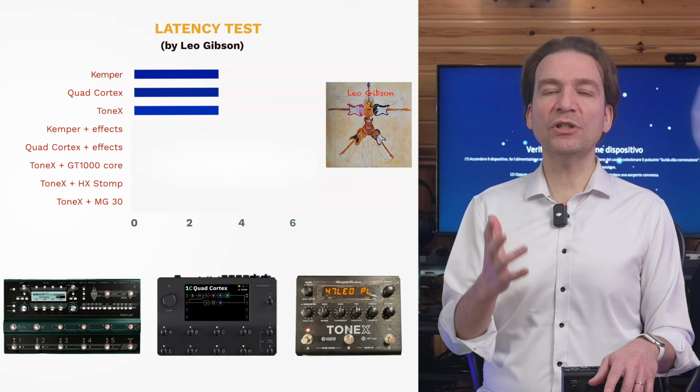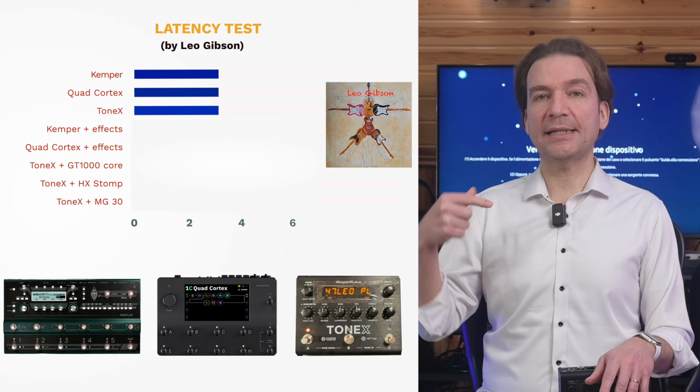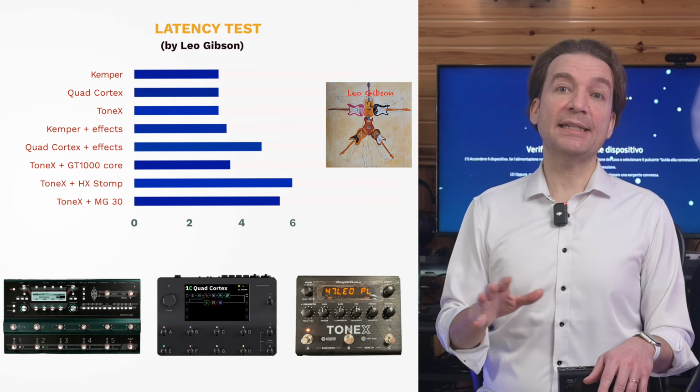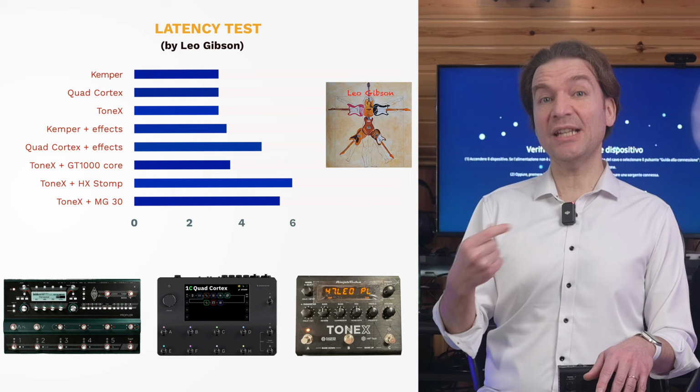If we add an overdrive, an amp, a cab, a delay and a reverb, the Quad Cortex is around 4.8 milliseconds and 4.1 using a profile. The Kemper stays at around 3.2 milliseconds, whereas you need to pair the ToneX with another unit to have delays and reverb.